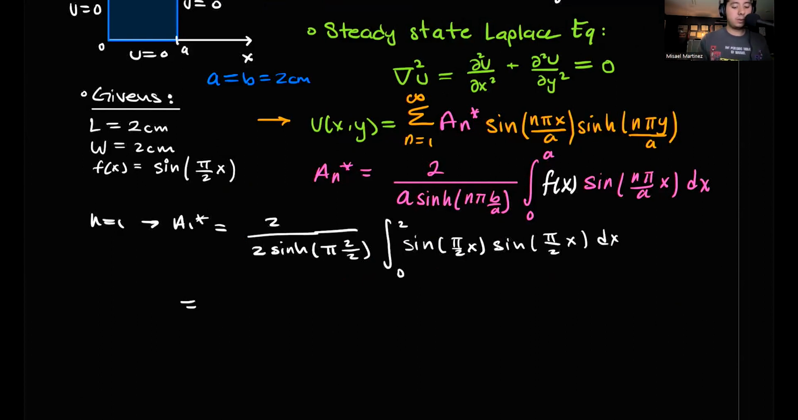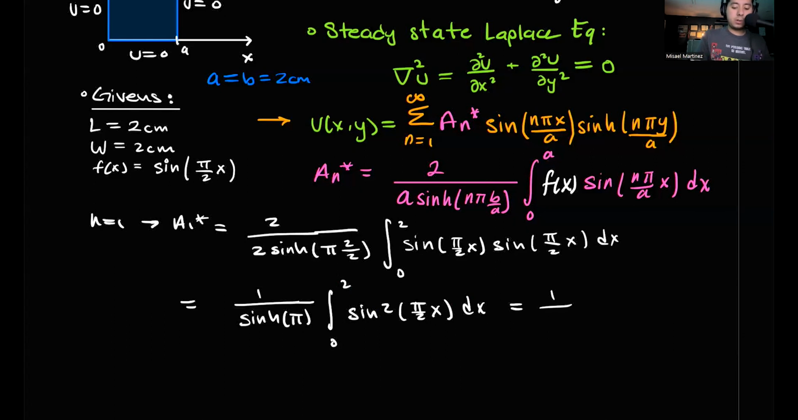Okay, so if you can see, we simplify some things. The 2 over 2 cancel, so we end up with 1 over hyperbolic sine of pi. In this case, sine hyperbolic of pi is not 0, because the hyperbolic is just like a combination of exponentials. So it's not 0 for sine hyperbolics. And we're still integrating from 0 to 2. And we're going to integrate sine square of pi over 2x dx.